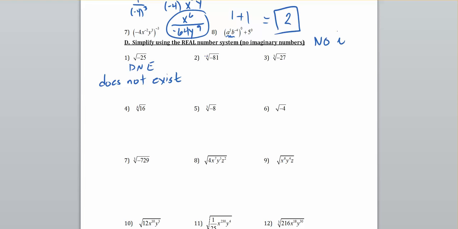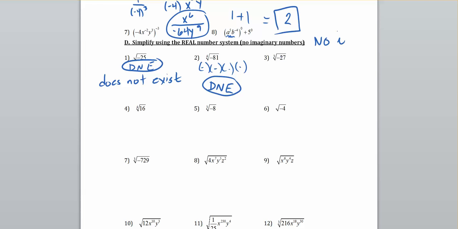Using that same concept, if I'm taking the 4th root, there is no way I can multiply something by itself 4 times and have it become negative. It will never work. Even if they're all negative, that's going to wind up being positive. So any even root would also be does not exist, because I will never have a negative or positive number multiplied by itself an even number of times and get a negative answer. So those two are D and E.